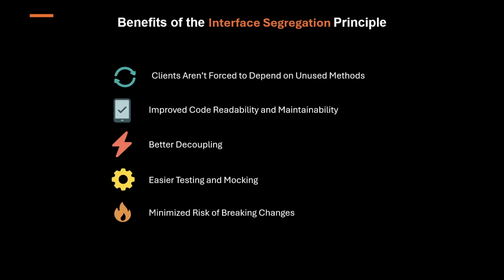The interface segregation principle helps us build focused, maintainable, and testable software by ensuring classes only depend on what they truly need. And it's a big win for any code base.